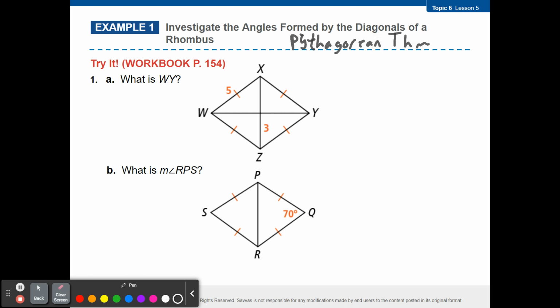Now, I know you guys are used to the traditional a squared plus b squared equals c squared, but I'm going to change this a little bit for you because ABCs are harder to identify. We're going to change this to leg squared plus leg squared equals hypotenuse squared.